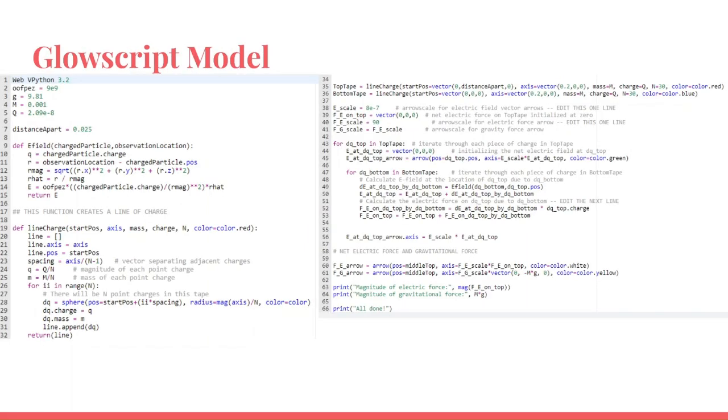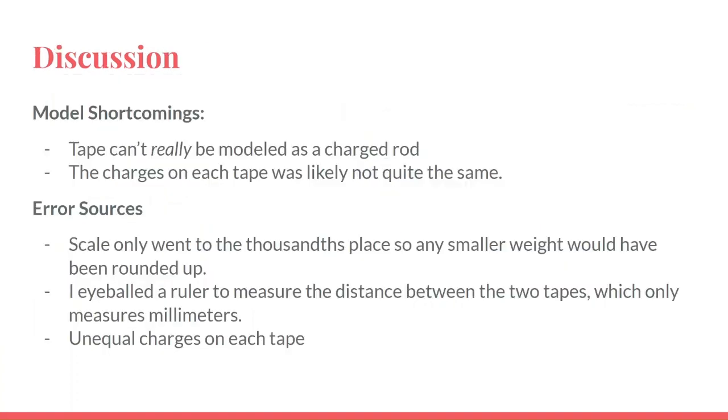So here's the GlowScript model. We can see our constants in the top left, and basically the bottom stuff below it creates a line of charge, and the E field above that. You can see the code's pretty self-explanatory. After we do all that, we iterate and iterate so that we can get our desired number of electrons, and then we set them equal to each other and do our calculations.